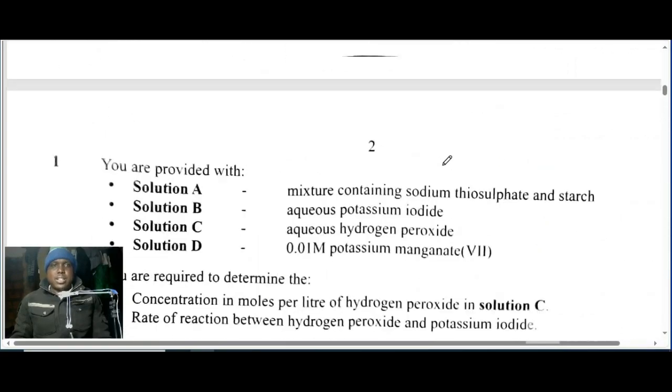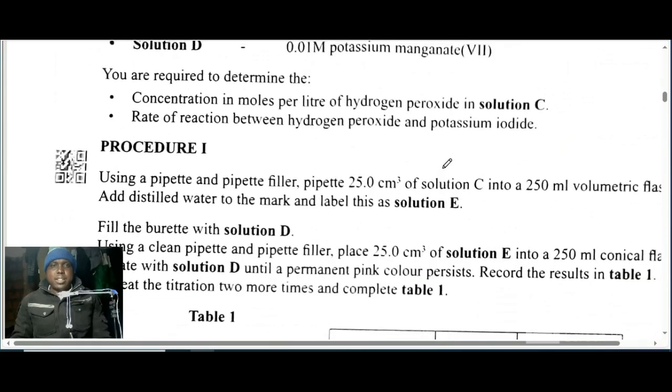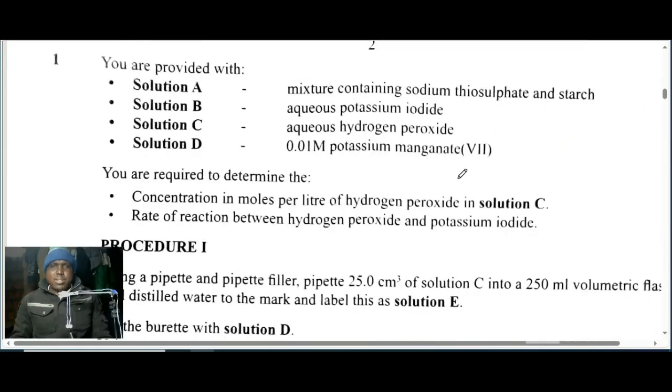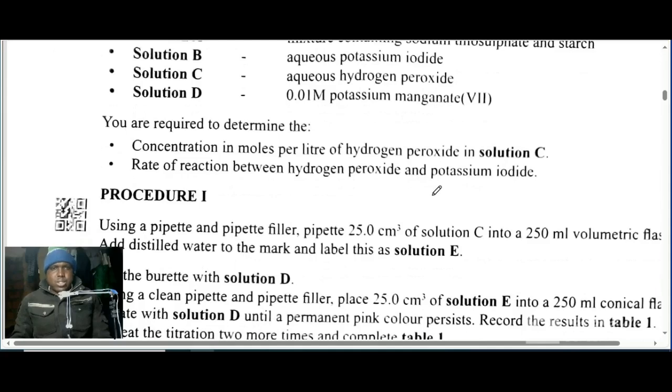So here the students were provided with solution A, which is a mixture of sodium thiosulfate and starch. Solution B, aqueous potassium iodide. Solution C, aqueous hydrogen peroxide. Solution D, 0.01 molar potassium manganate 7. So the students were required to determine the concentration in moles per liter of hydrogen peroxide in solution C, and then the rate of reaction between hydrogen peroxide and potassium iodide.